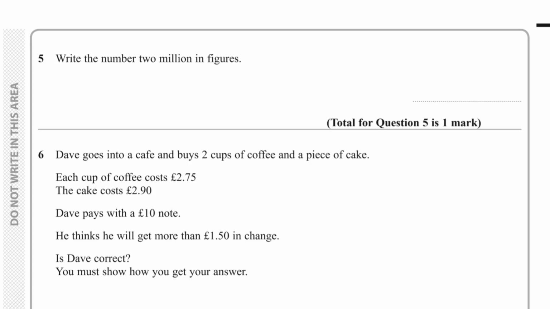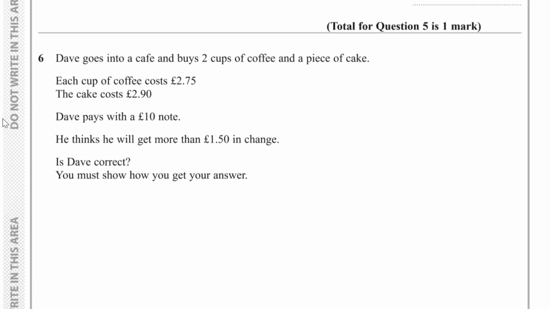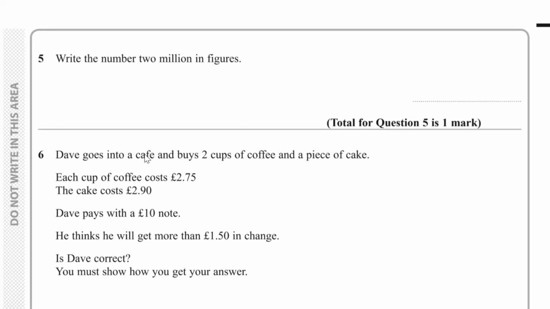1.756 kilograms. Question number 5. We have to write down the number 2 million in figures. Well, 2 million will have 6 zeros after the 2. So we have the following.